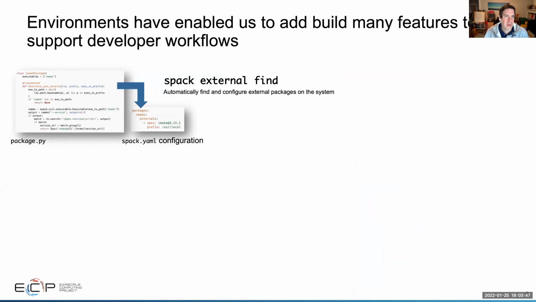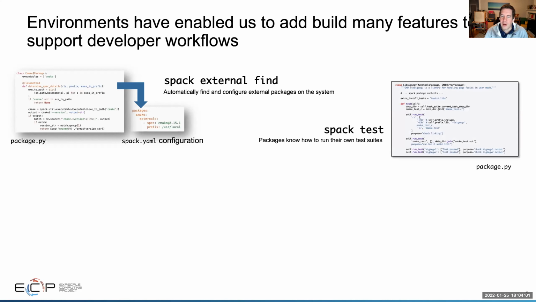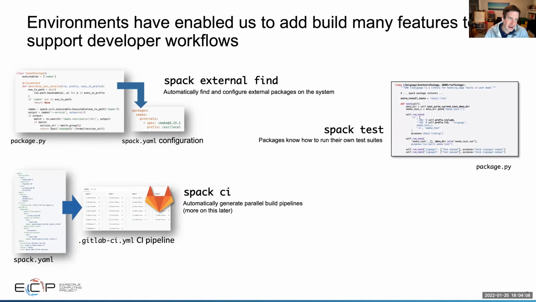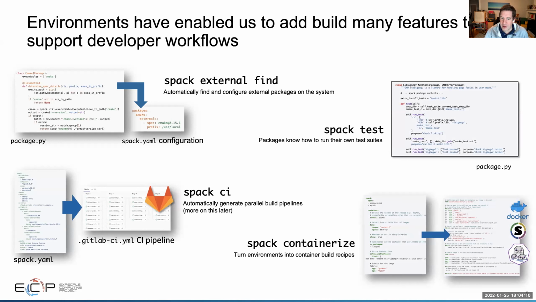There's a lot of things built on top of environments like that. So we have external find, which allows you to query installed dependencies on the system. We'll stick configuration in your environment based on what we find. So we find compilers on the system, we'll find CMake, we'll find other pre-installed stuff. There's a testing framework. You can test everything in the environment by running spack test. There's CI, we'll turn an environment into a CI pipeline.